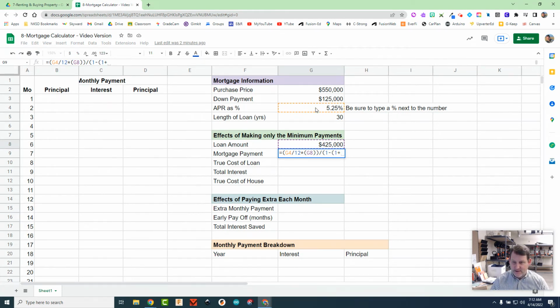So again, I'm going to click on the annual rate here, divide that by 12, close the parentheses. And this next part was to the power of the negative number of payments. So to do the power of, like squared or whatever, I'm going to put a caret. That tells it that, hey, whatever comes next is the power of.